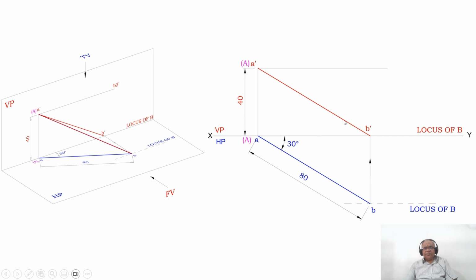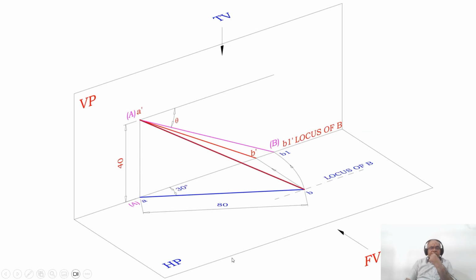Then join A dash B dash with a dark line. So you have the front view and you have the top view. Now I need to find out the true length in the front view and also the true length in the top view. So how to do that? I want to find out the true length in the front view. If you want to find the true length in the front view, I should make the top view line parallel to xy. So which is the top view line? This is the top view line that I have.